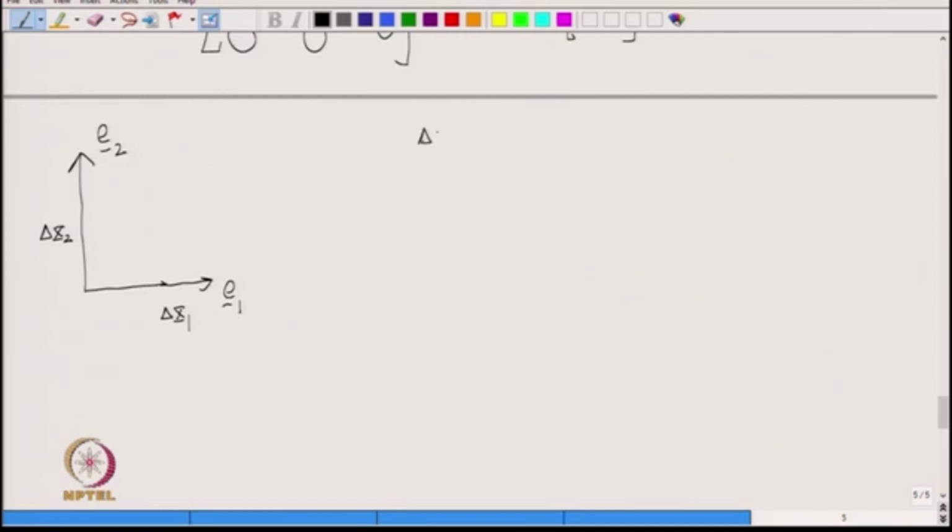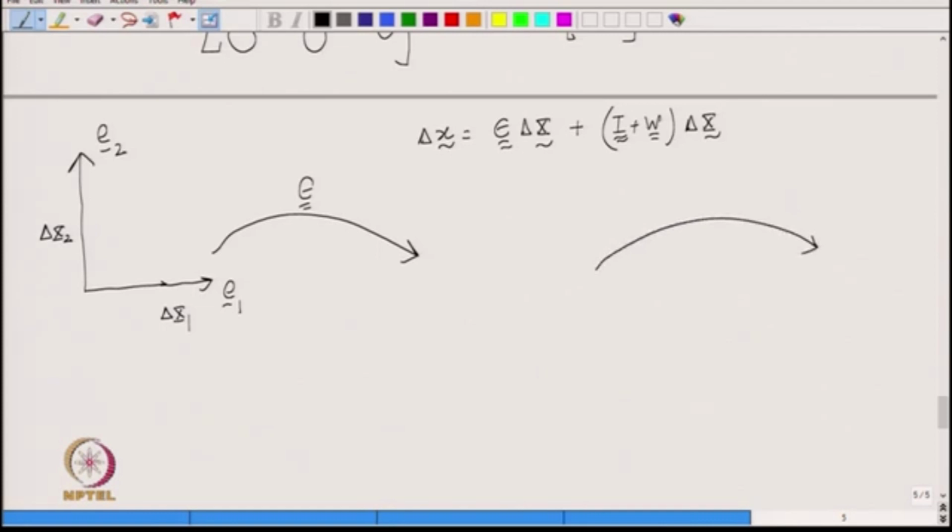and we know this formula that delta small x is equal to epsilon times delta big X plus identity plus W into delta big X, right. So, we have broken down this F into delta big X into two components. So, maybe first we will have the epsilon acting on it, right, and then we will have rotation acting on it. What happens if only epsilon acts on it? So, let us just confine to what is happening to the rotation of the line elements.